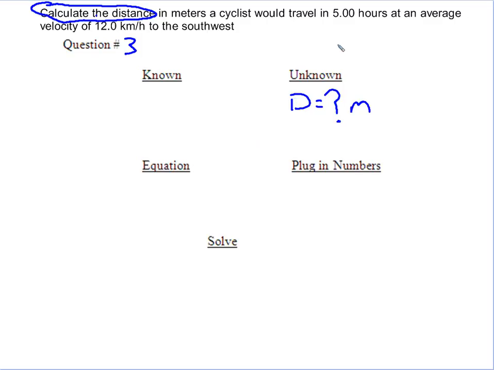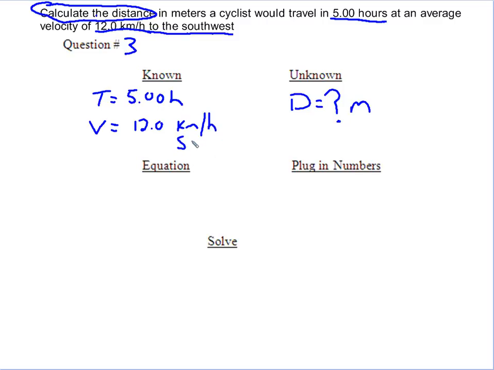So now what are our known values? I see 5.00 hours here, that's a time, and then an average velocity of 12.0 kilometers per hour, and we'll continue our underline because it's to the southwest. So our time equals 5.00 hours, and our velocity equals 12.0 kilometers per hour to the southwest.